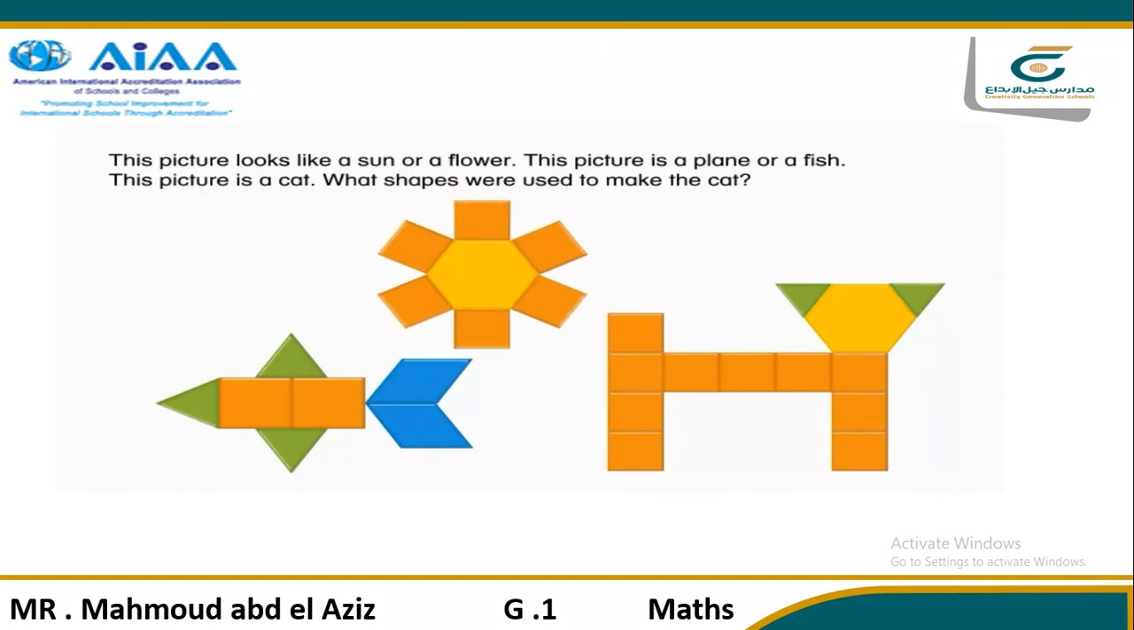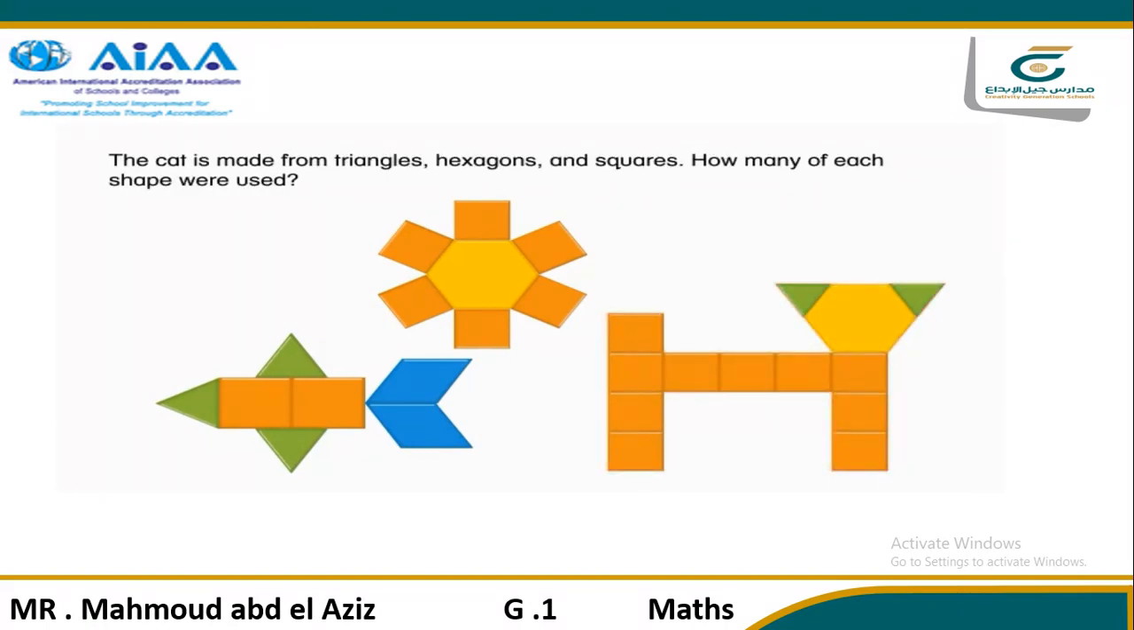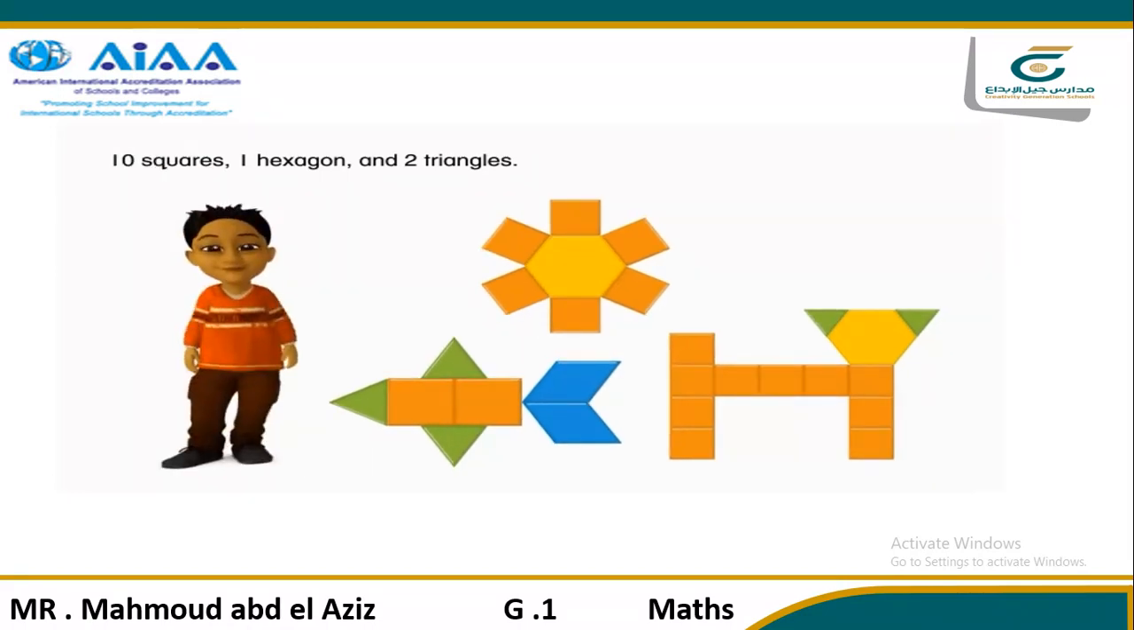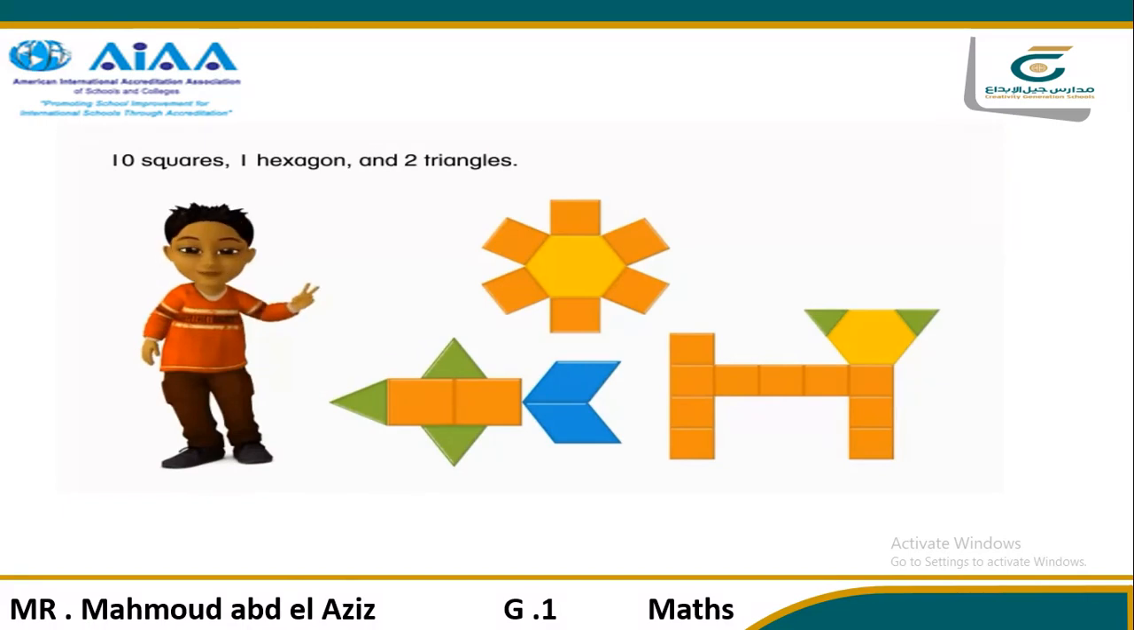This picture looks like a sun or a flower. This picture is a plane or a fish. This picture is a cat. What shapes were used to make the cat? The cat is made from triangles, hexagons, and squares. How many of each shape were used? 10 squares, 1 hexagon, and 2 triangles. Now you know about building with 2D shapes.